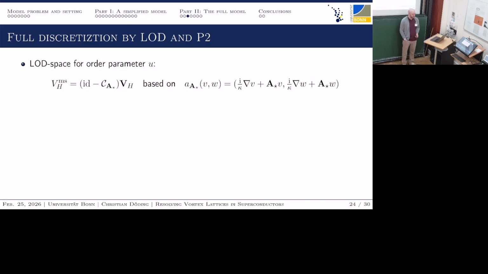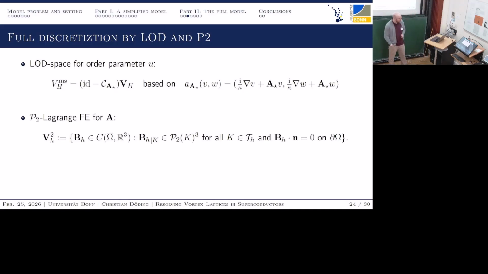So how does a full discretization then look like? Well, I now construct the LOD space for my order parameter, which is now this expression here where this corrector has now sub-index A star, indicating that this depends on the choice of this A star, and the construction is based on this bilinear form where here again the A star pops up, and I now fully neglect the stabilization, which is not important anymore as we have seen. And this I do on a mesh with mesh size capital H.